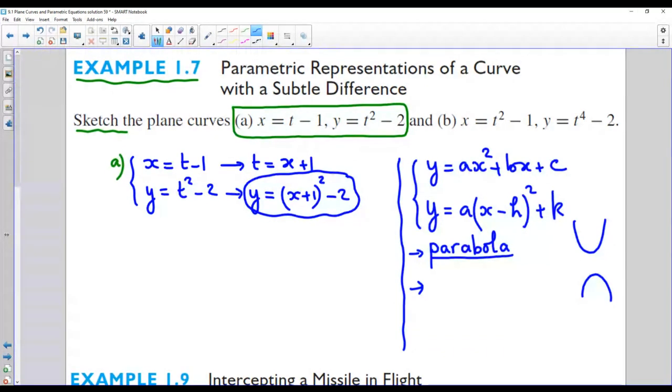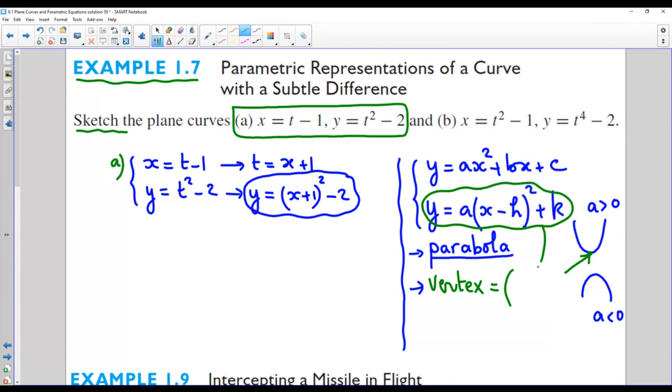Not in the origin, exactly, yes. So it can go up if A is positive, it will go down if A is negative. This point here is what is called the vertex of the parabola, yeah? If you have an equation like this, the vertex is exactly (h, k). The coordinates of the vertex are at the point (h, k).